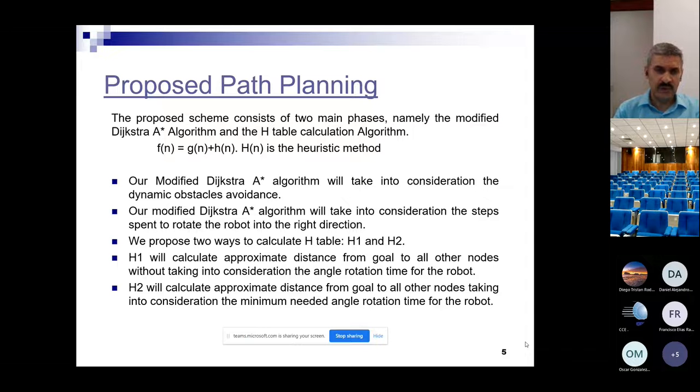We propose two ways to calculate this edge table, H1 and H2. H1 is just the approximate distance from the goal to other node states. We start from the goal and move one step at a time until we reach the start.